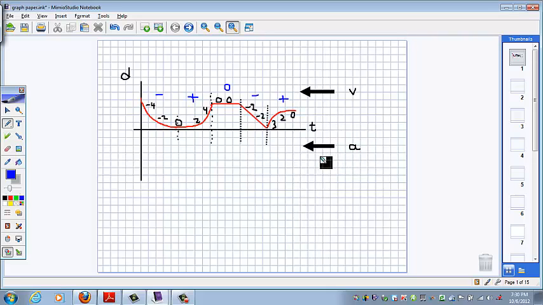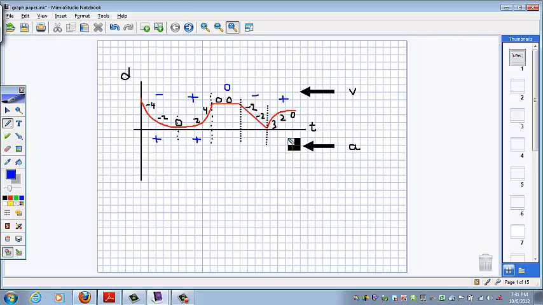Acceleration's a little trickier because we have to look at what's happening to the velocity. Is our velocity getting larger or smaller? So think of a number line again, going from -4 to -2. That's an increase. So that means our velocities are increasing. That's positive acceleration. Here our velocities are still increasing. More positive acceleration.